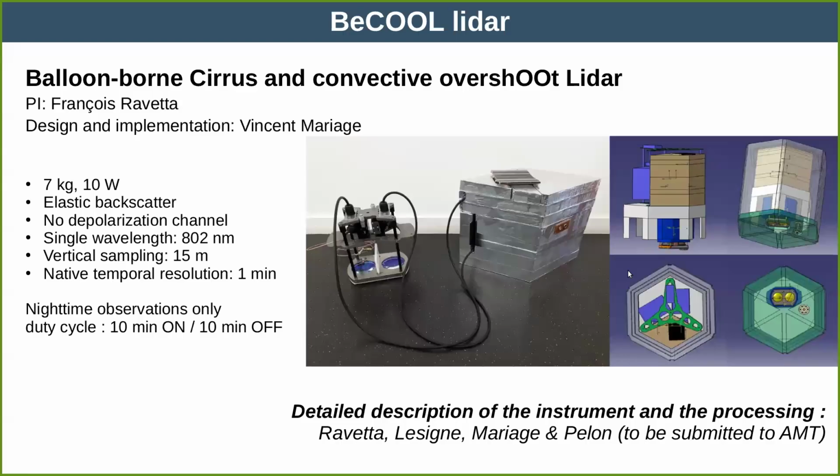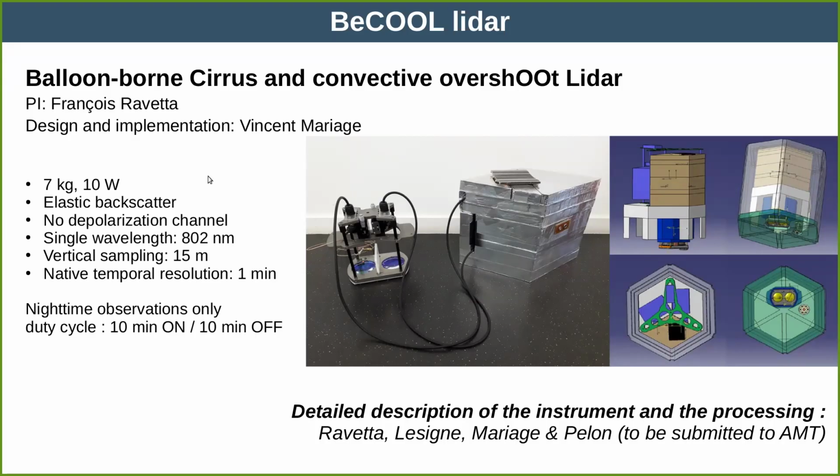So this instrument, BeCool, which stands for Balloon-Borne Cirrus and Convective Overshoot LiDAR, has been designed at Latmos for the STRATEOLI2 project. It's a lightweight and low power LiDAR because it's only 7 kilograms for 10 watts. And it's a very simple LiDAR. It's an elastic backscatter LiDAR with only one single wavelength of 802 nanometers, no depolarization channel.